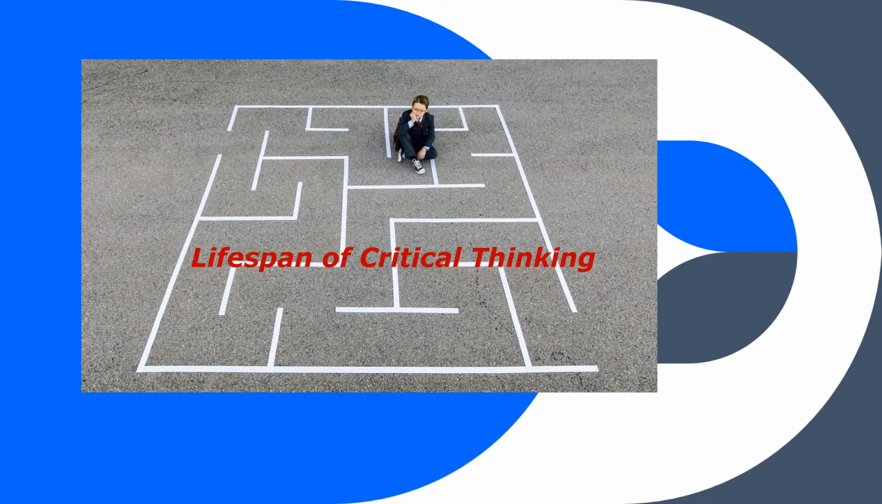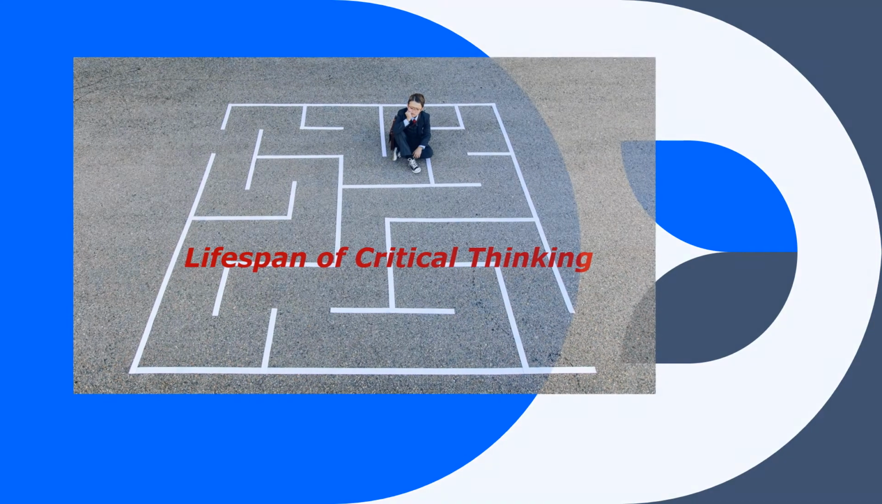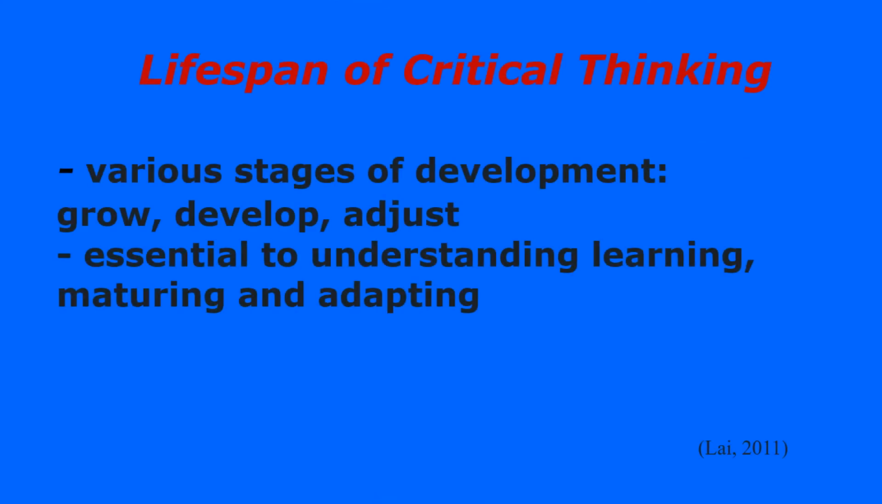What does a lifespan of critical thinking look like? What does it entail? What does it encompass? Various stages of development occur. We grow, we develop, we adjust. This is essential to understanding, learning, maturing, and adapting. Important to understand it is an evolutionary process. Critical thinking just doesn't arrive by itself. There are stages of development.